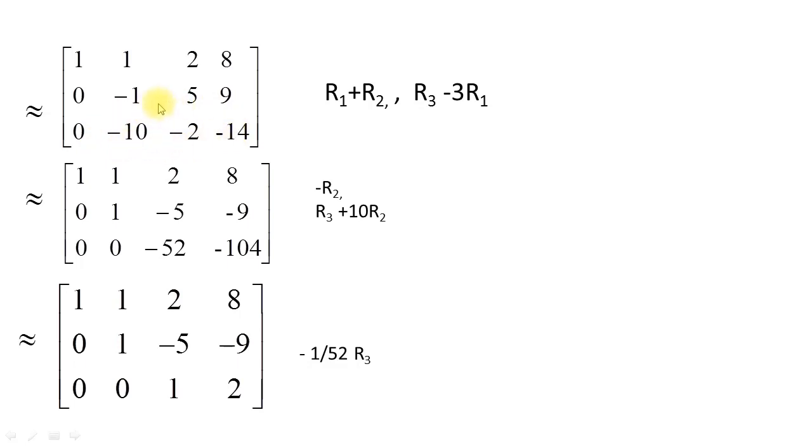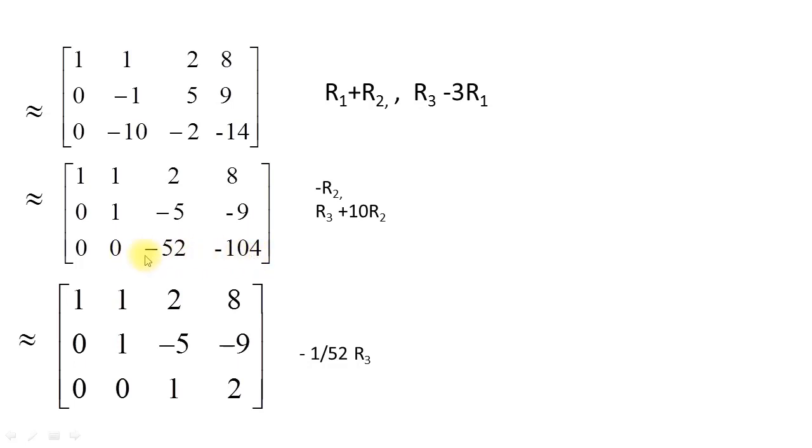Now multiplying this second row by minus 1, we get 0 1 minus 5 minus 9, and now multiplying the second row by 10 and adding the result to R3, that is, 10 times R2 added to R3. But first of all, multiplying the second row by minus 1, this row contains the entries 0 1 minus 5 and minus 9, and then 10 times R2 added to R3, we obtain 0 0 minus 52 minus 104.